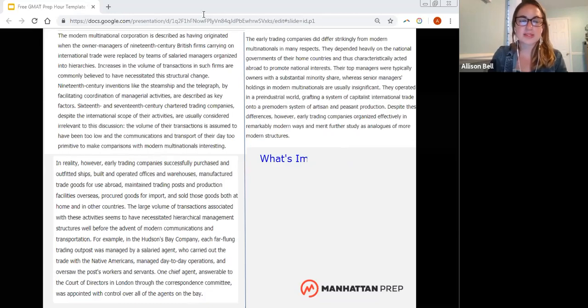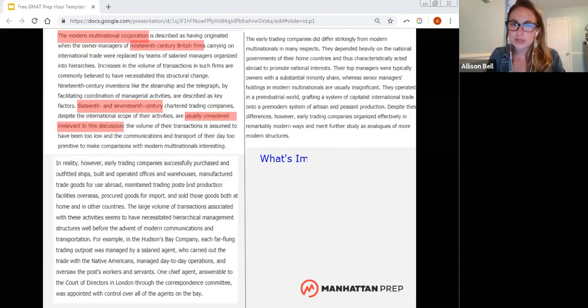Okay, a couple of things really stand out to me in your responses. The first is someone mentioned differences between old and new. Any type of contrast in the GMAT is definitely something that you really want to pay attention to. So we have in this first paragraph the modern multinational corporation. We have the 19th century British firms, and then we get this contrast between them and the 16th and 17th century, which have usually been considered irrelevant to this discussion.